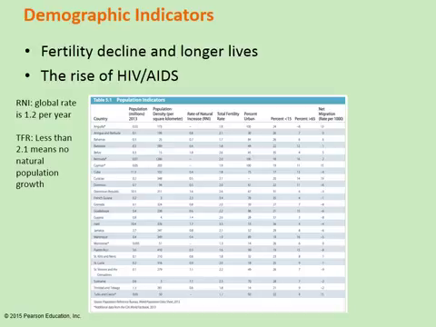Now, for this table, I have given on the left the rate of natural increase for the globe, which is 1.2 per year, and you can compare the Caribbean nations with that, and then the total fertility rate, keeping in mind that less than 2.1 means there's no natural population growth going on.